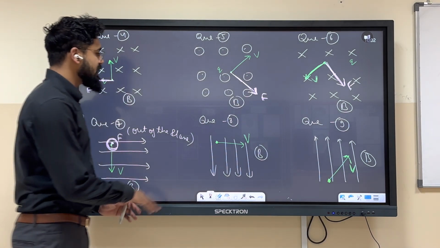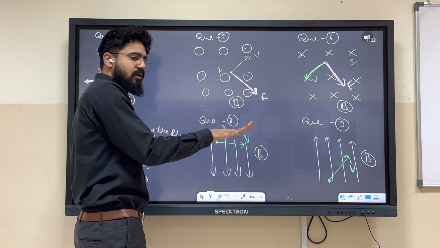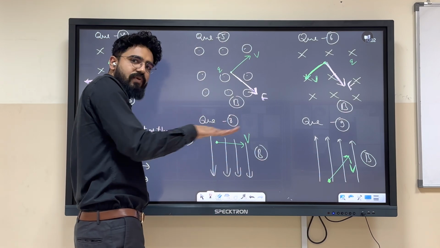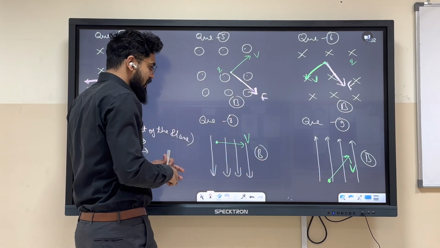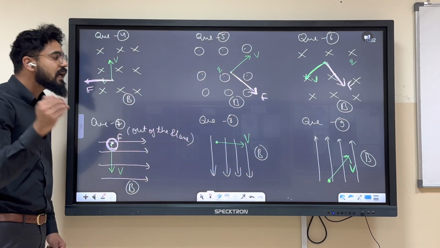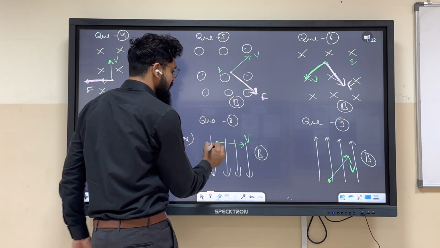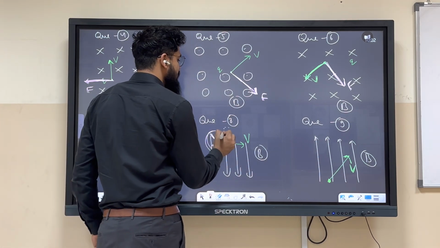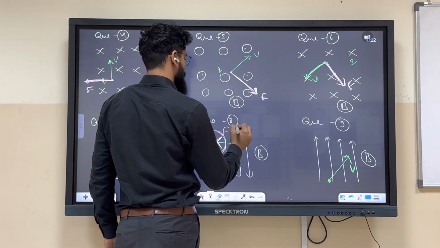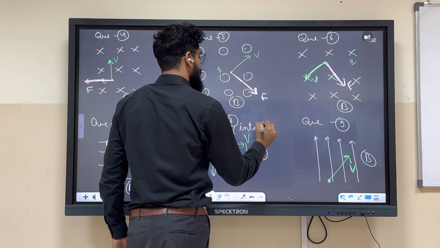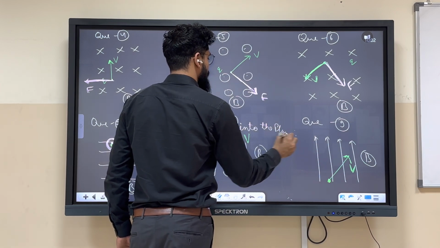Okay. Look here, V in this direction and magnetic field in the downward direction. Okay. So over here force is in what direction? Into the plane. So what will the answer be? Into the plane. Force is into the plane. Okay?